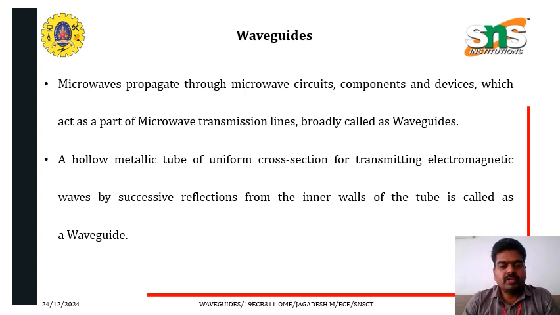Now, how the waveguide actually looks: it's a hollow metallic tube of uniform cross section, transmitting electromagnetic waves by successive reflections from the inner walls of the tube, and it is called a waveguide. So this is the statement for waveguide. When it is asked for a 2 mark question, you have to write this statement.